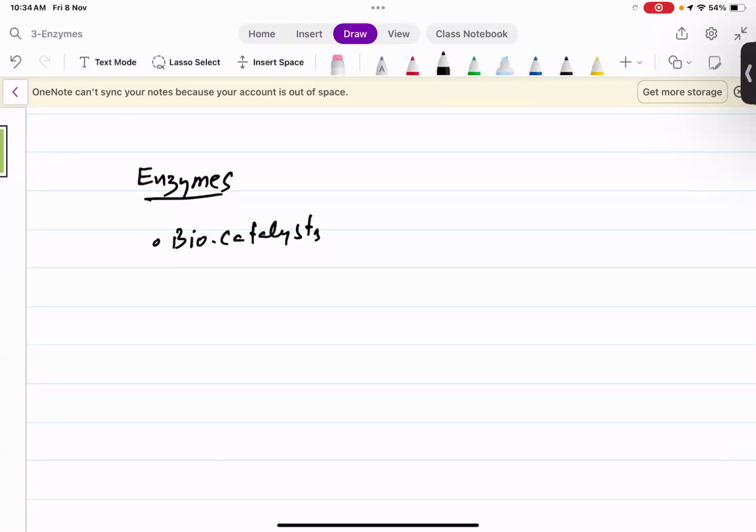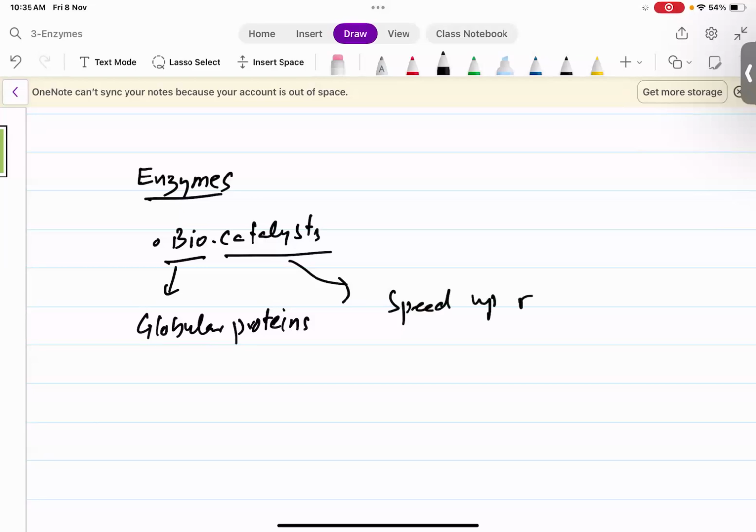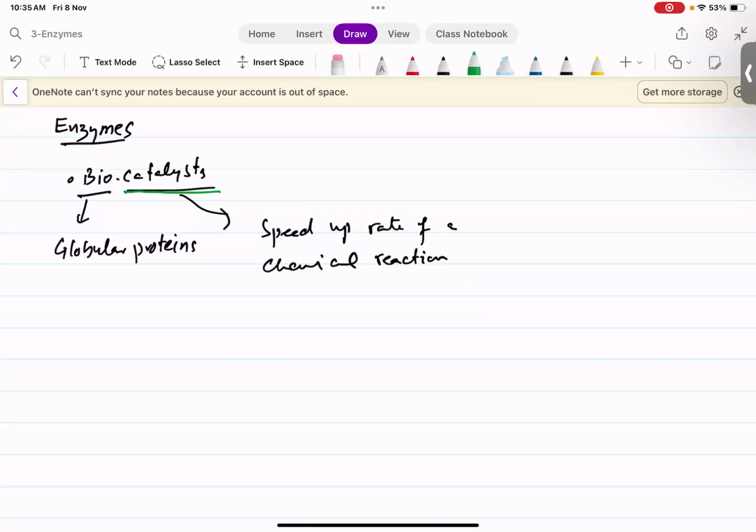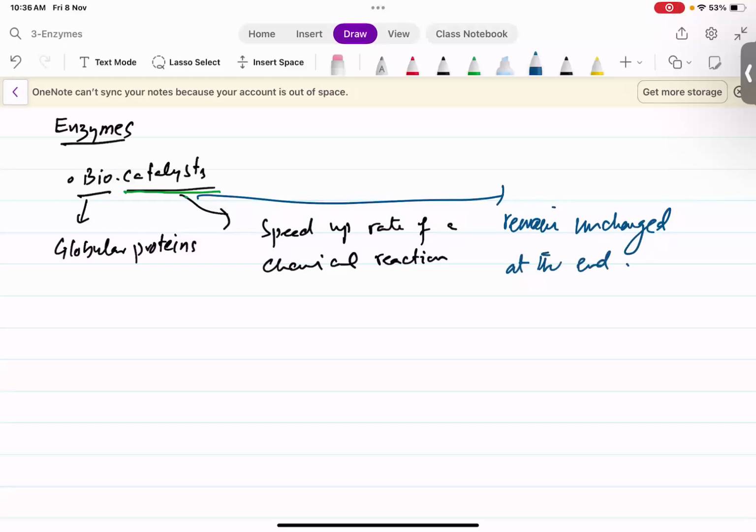Okay, so as they are biological molecules, they are globular proteins, and they speed up the rate of a chemical reaction. There are many things that could speed up the rate of a chemical reaction. Temperature can increase the rate of a chemical reaction. Substrate concentration can increase the rate of a chemical reaction. So how do enzymes differ from the other factors which can speed up the rate of reaction? They differ in that they are not used up during a chemical reaction. Instead, they remain unchanged at the end of a reaction.